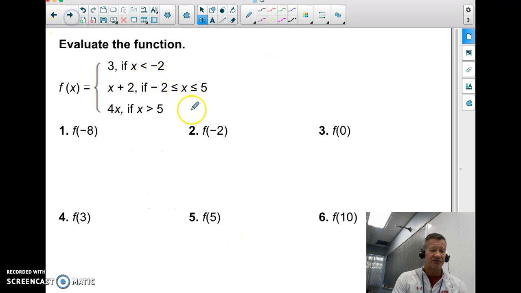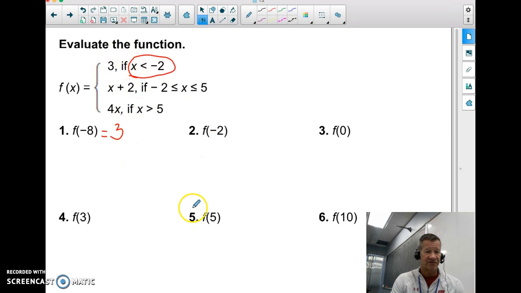This is not in your notes, but here's just a few more examples. Here's a piecewise function with 3 pieces in it. F of x equals 3 if you get a number less than -2. F of x is x plus 2 if you pick a number between -2 and 5. And f of x equals 4x if the x value is bigger than 5. So for example, if I had f of -8, well, -8 is smaller than -2. So the value of the function would simply be 3. There is no x value for us to even substitute into.